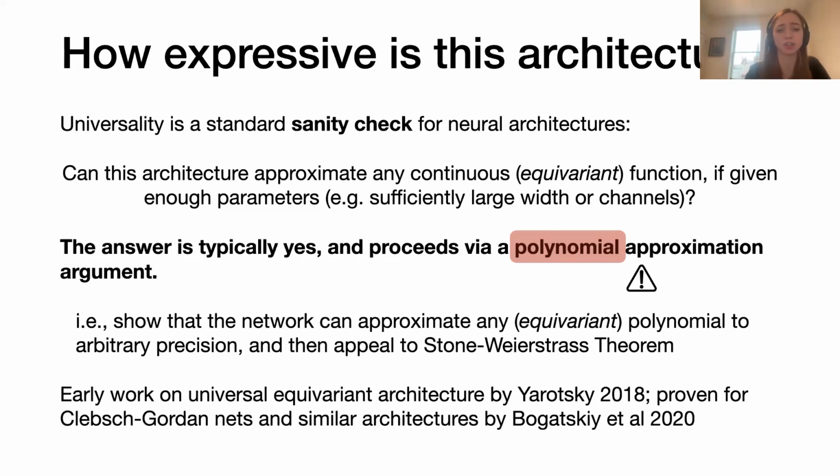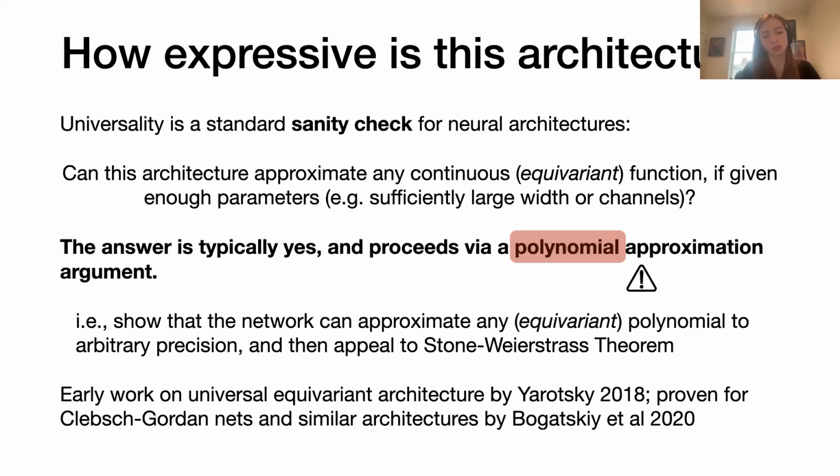And this has been done for a lot of equivariant networks by Yarotsky originally. More recently, however, there were a ton of non-compact groups that Bogatsky et al. in 2020 had these universal architectures, which basically had an identical architecture to what we've described for SL2R, just for different groups. So for example, they even cover SL2C, not SL2R.